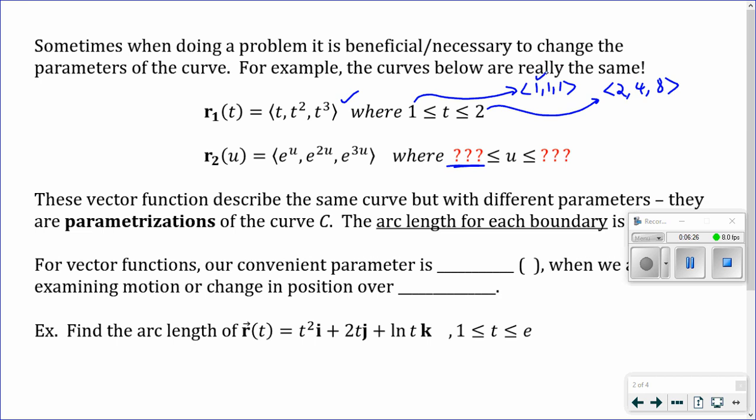So I need e to the u to equal 1, because that's what it was doing up here, because I want to start in the same place. So what does u have to be to make that true? Oh, well, e to the 0 is 1. So this must be a 0 right here.